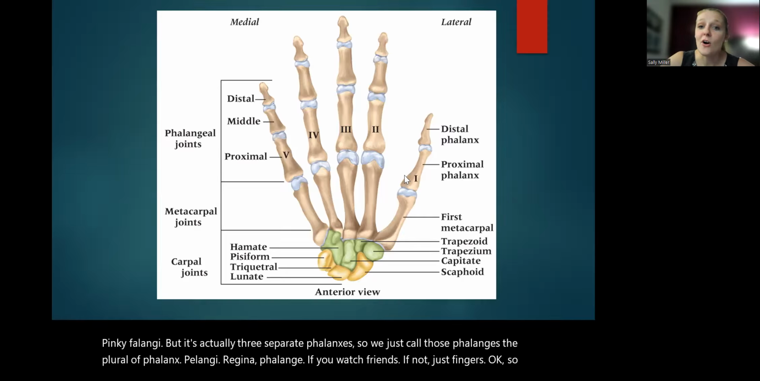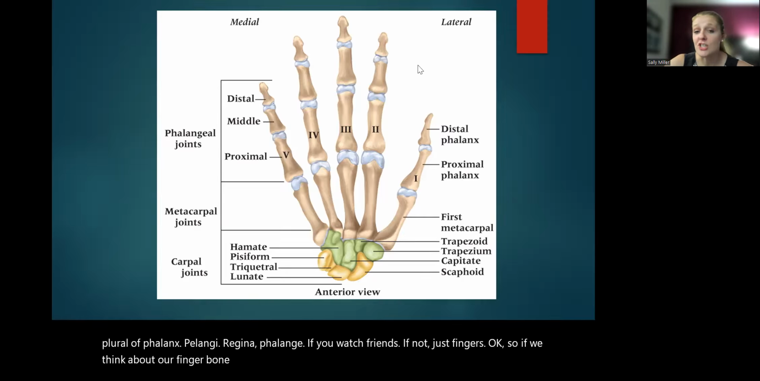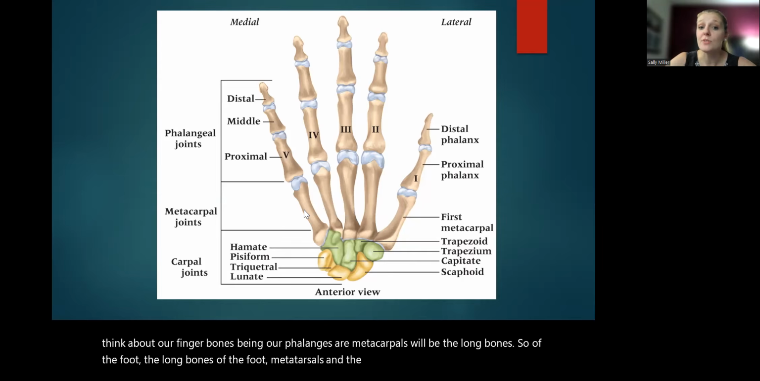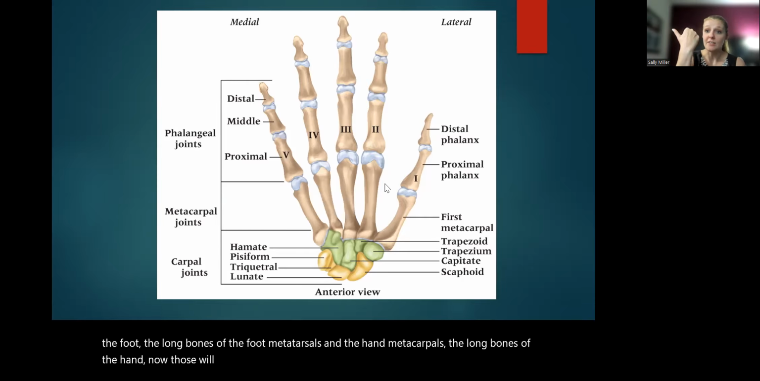So if we think about our finger bones being our phalanges, our metacarpals will be the long bones. So of the foot, the long bones of the foot, metatarsals. In the hand, metacarpals, the long bones of the hand. Now, those will be these ones right here.